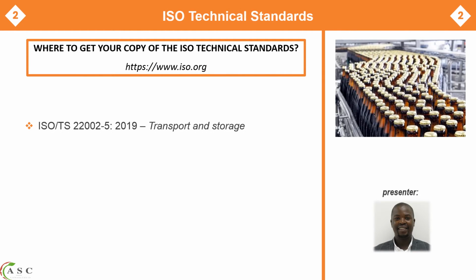We also have Part 5 that is used for transport and storage, and that standard is known as ISO 22002, Part 5 of 2019. Then we have Part 6 that is for feed and animal food production. It is known as ISO Technical Standard 22002, Part 6 of 2016. So those are the technical standards that are used in implementing the FSSC 22000. Remember, the technical standards are GMP standards and they cannot be used alone without the ISO 22000 2018 standard, which is the main standard and is the management system standard.